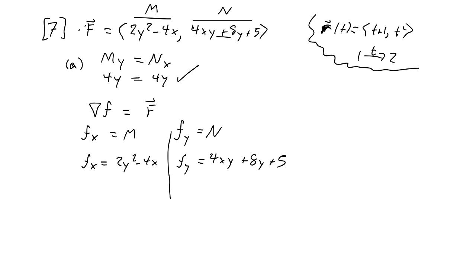So let's integrate. The first one I'm going to integrate with respect to x, and that will give me 2xy squared minus 2x squared. But here, instead of writing plus C, I'm just going to make a note that I could have an entire function of y sitting over here, because if I differentiated a function of y with respect to x, that would all equal 0. So there could be one or more terms involving y's and constants missing right here.